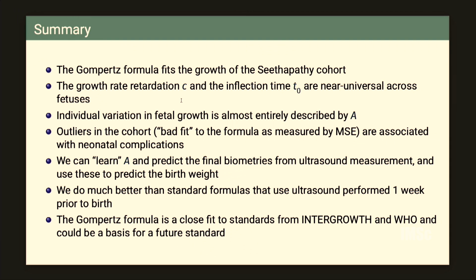The Gompertz formula basically fits the growth of our cohort, and two of its parameters seem to be nearly universal, and we are basically fitting individual fetuses only by A and not by the other two parameters, which is helpful. And we find that outliers seem to be associated with neonatal complications, and we can learn this parameter A in particular, predict final biometries, predict the fetal weight. We do better than standard formulas, even though we are not using very late term ultrasound. And we are fitting standard growth standard formulas using the Gompertz formula pretty accurately.